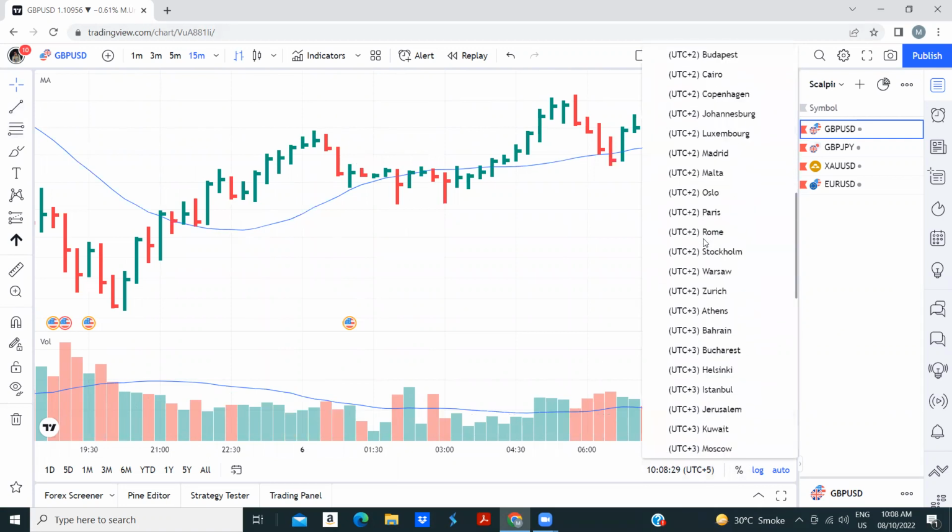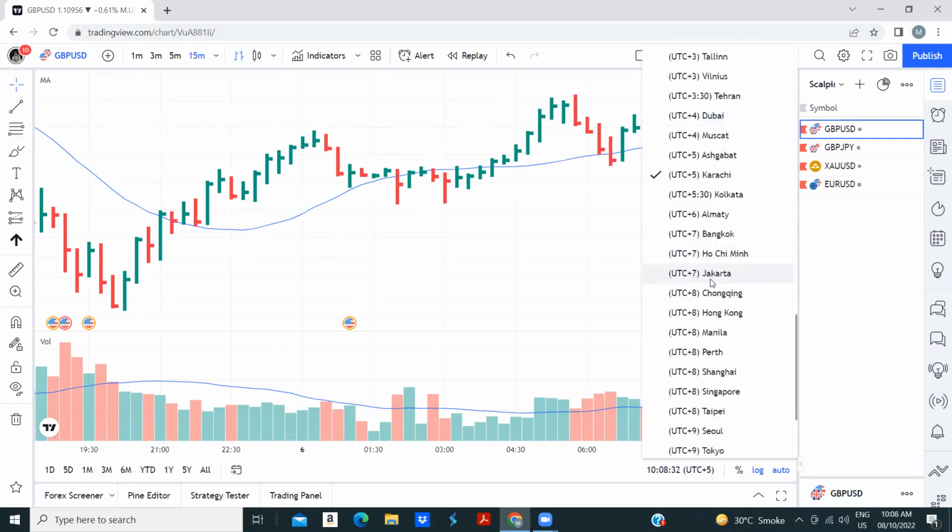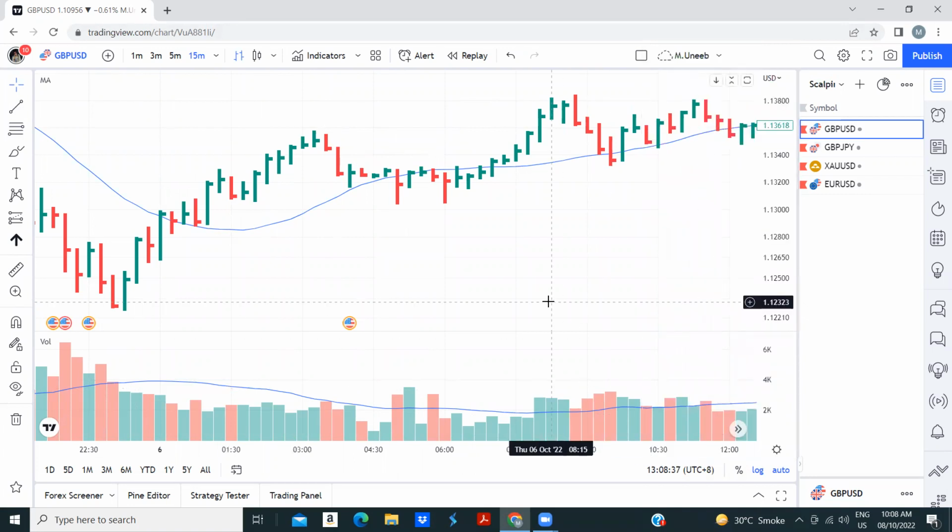Let me convert to your time zone, UTC+8. From November 1st, the time zone will shift. The London Open will move 1 hour ahead, and the New York Open will also move 1 hour ahead. 1 hour ahead means it should be 4 p.m. your time. Daylight saving.